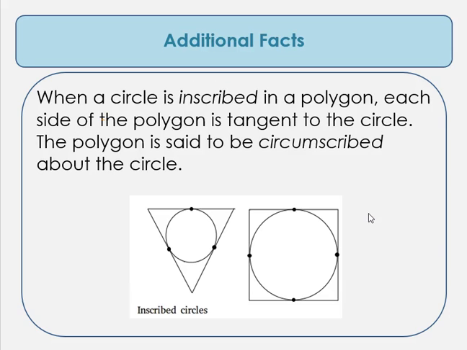When a circle is inscribed in a polygon, each side of the polygon is tangent to the circle. These are some facts that grow out of the last theorem we were looking at. If you see this inscribed circle in the triangle, it actually looks like those lines that we drew. So in these figures, these sides would be congruent to each other.